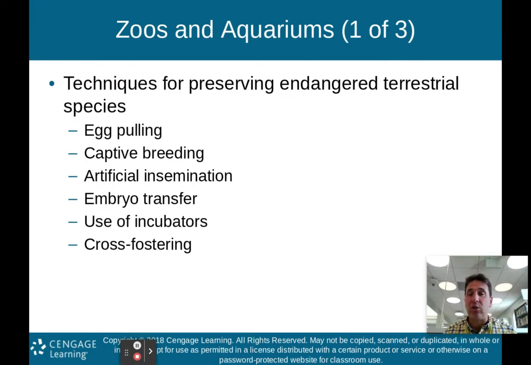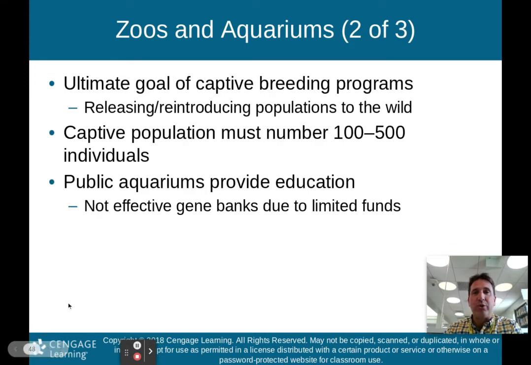Okay, a lot of those endangered species we talked about are K-selected and therefore have a hard time reproducing. So these steps basically help organisms reproduce, and that's a technique that helps preserve those endangered species, with the ultimate goal of the captive breeding program eventually being to release and reintroduce the populations into the wild.